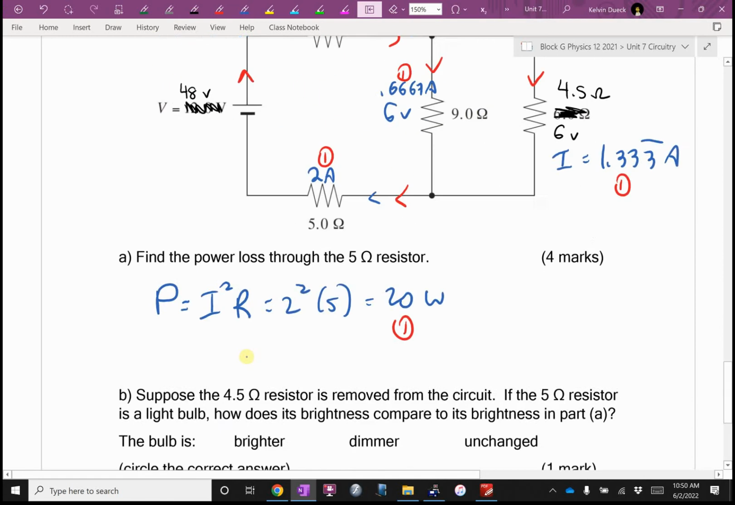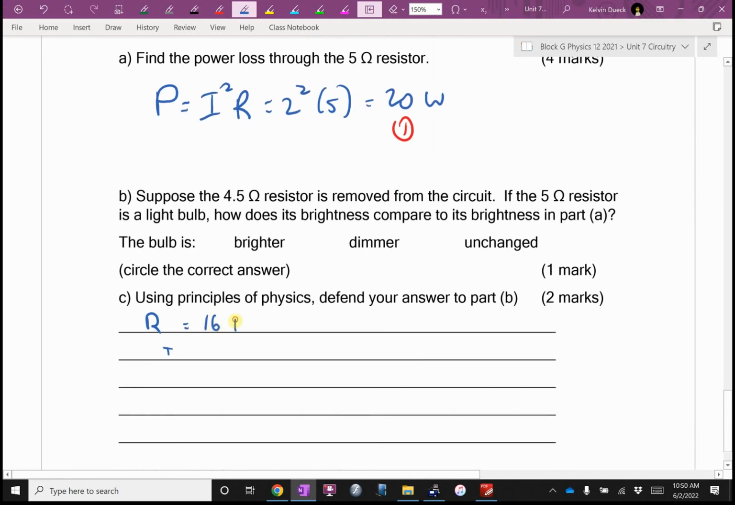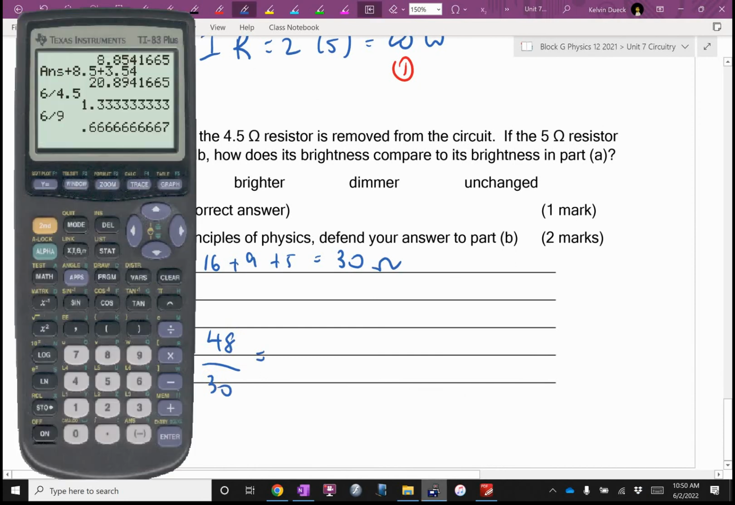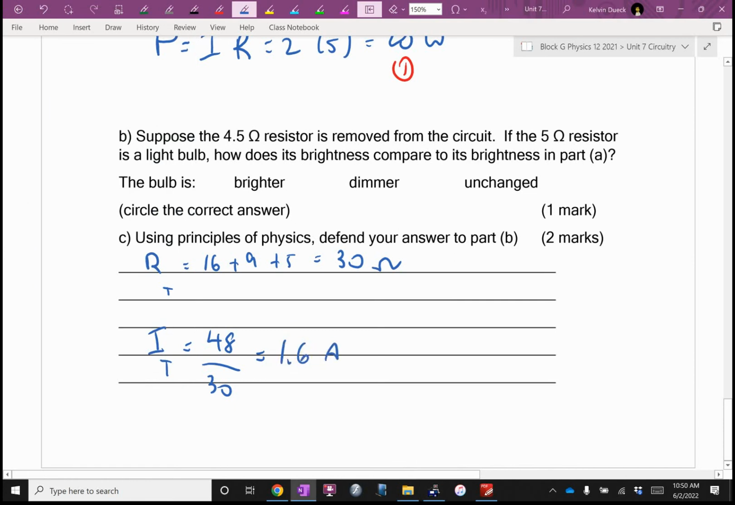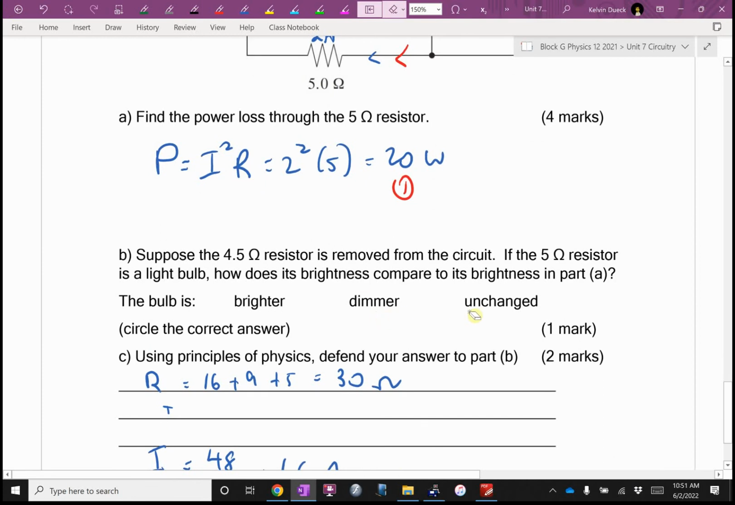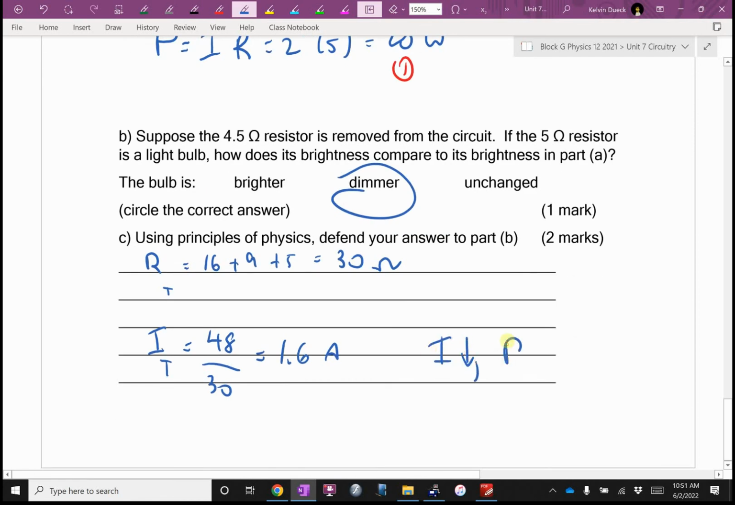our total would end up being in series 16 plus 9 plus 5. Is that 30? And so I total would be the voltage, 48, divided by 30, 1.6. Did I total get bigger or smaller? What was it originally? 2? Now what is it? So instead of 2 amps going through here, how many amps are going through here? And if brightness is I squared R, is it going to be dimmer, unchanged, or brighter? I decreases, so power decreases.